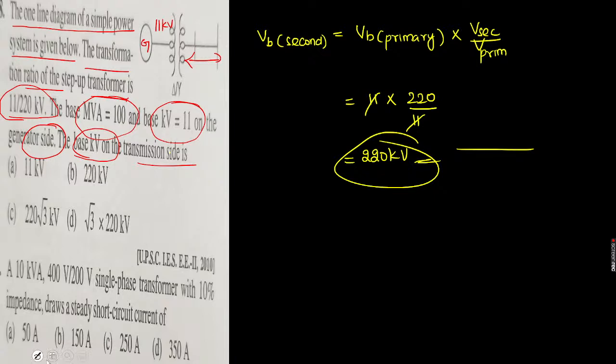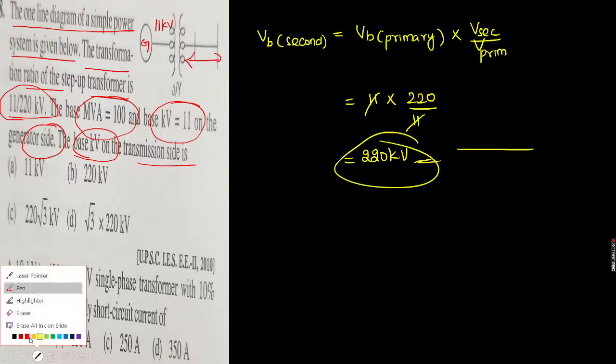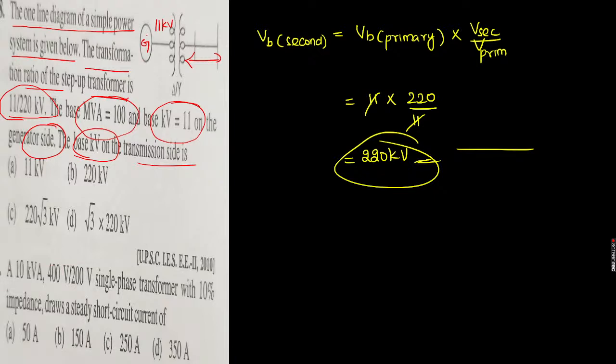They are asking what base voltage you will consider in the transmission line. Looking from the generator, the voltage is 11 kilovolt, but when we are entering the secondary side of the transformer, the rating of the transformer voltage will become 220 kilovolt. That voltage only will be injected into the transmission line, so the base voltage of the transmission line will become 220 kilovolt. What is the correct answer?